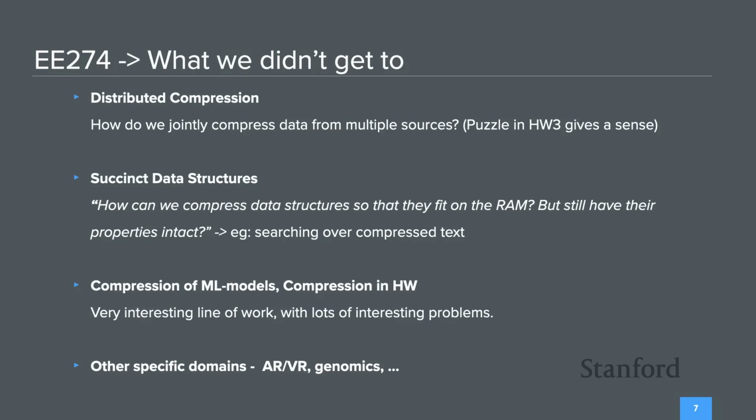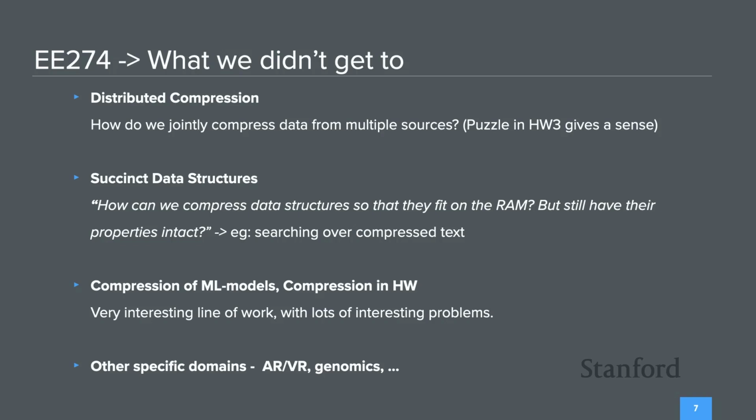So, for example, distributed compression. If you have multiple sensors, multiple nodes, they want to compress their own data, but their data depends on each other. So how can they compress it together, right? And actually the puzzle in homework 3, the one where you wanted to send X and the other guy had Y, gives you some sense of how to do this. And this actually ties into the other part of information theory, which is error correction coding. And the tools from error correction coding are used for distributed compression very often.